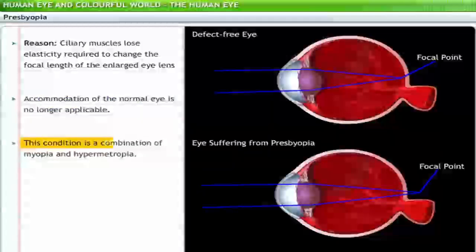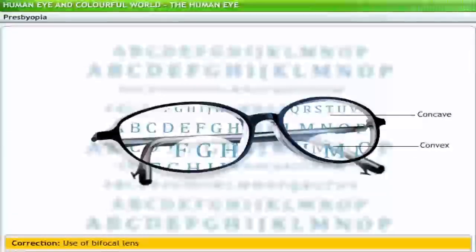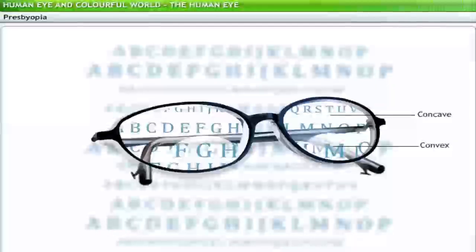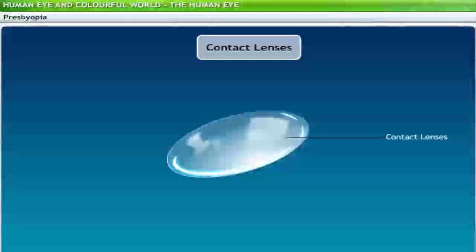This condition is a combination of myopia and hypermetropia. To correct presbyopia, a bifocal lens is used. In a bifocal lens, the upper part is a concave lens to correct myopia, and the lower part is a convex lens to correct hypermetropia. Other corrective measures for presbyopia include reading glasses, trifocals, or contact lenses. The corrective measures are chosen depending on whether any other eye defects are observed.